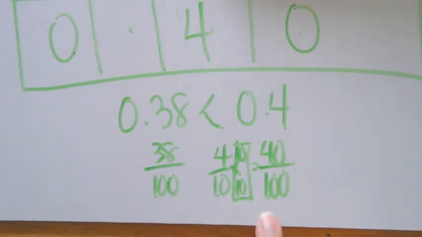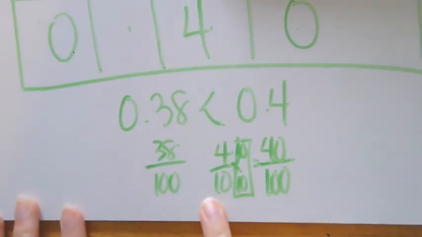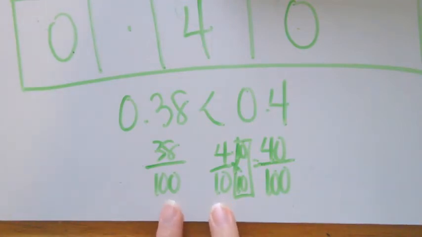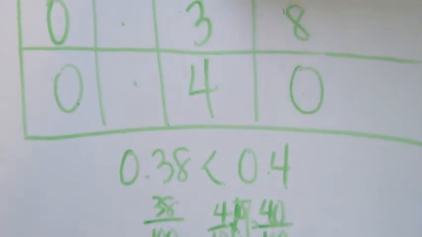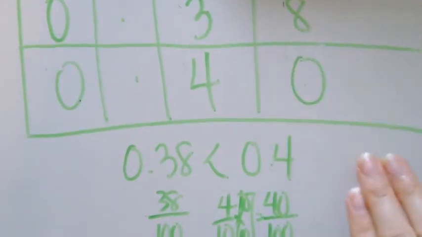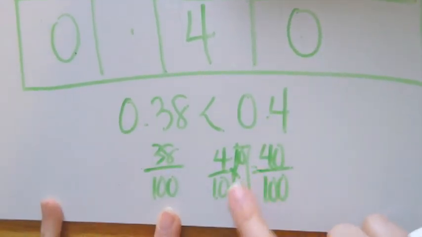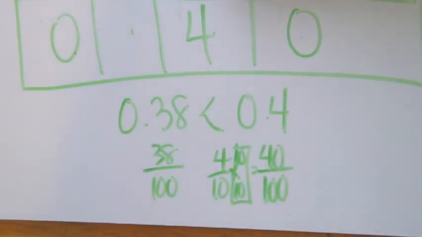It's really nice with decimals, with denominators of 10 and 100, because it's an easy transition from 10 to 100 because you're multiplying times 10. And that's how we just added that 0, because it became 10 times greater in that direction.